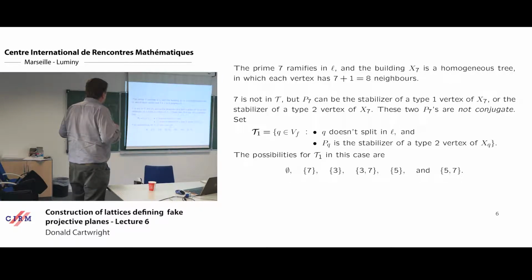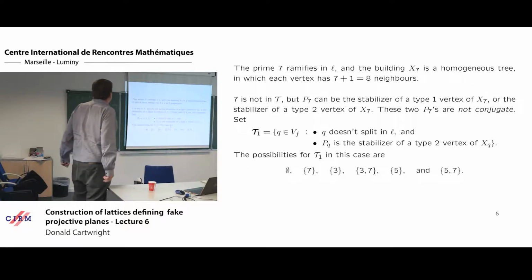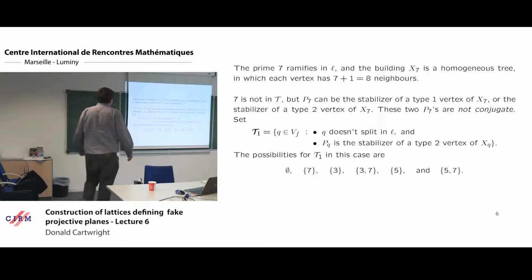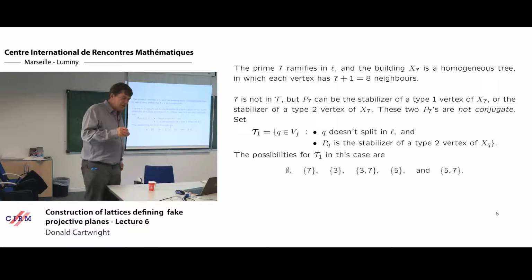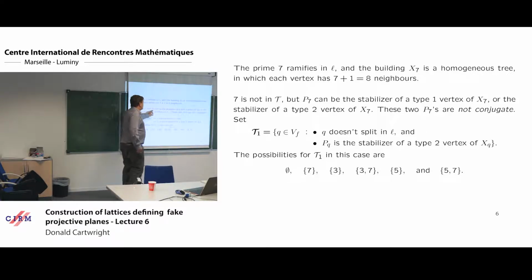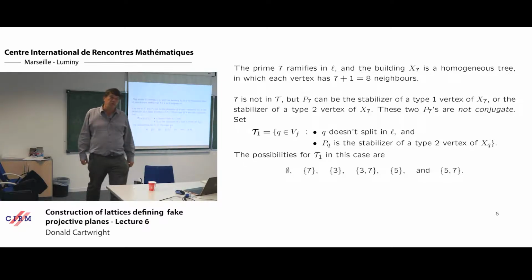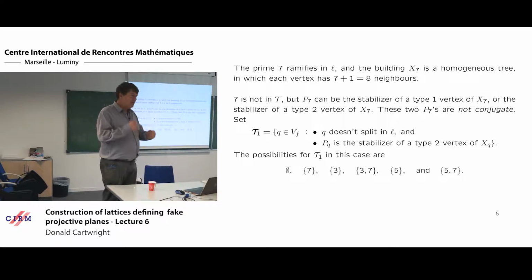Anyway, because 7 ramifies this building that we're being vague about, there's a building, and in this case it's a homogeneous tree in which every vertex has 8 neighbors. 7 doesn't make a contribution to Prasad's co-volume formula, but P7 can be the stabilizer of a type 1 vertex of this building, and it can be the stabilizer of a type 2 vertex, and neither makes a contribution to the co-volume formula, but you get 2 non-conjugate groups.